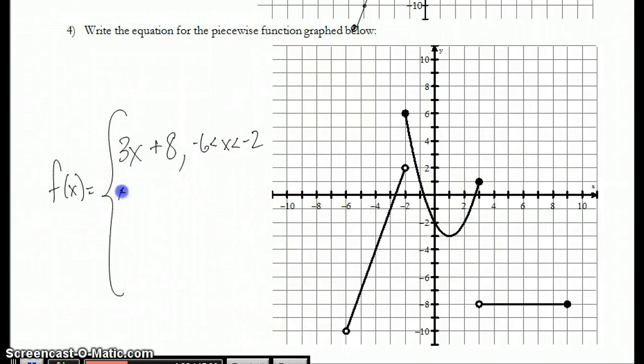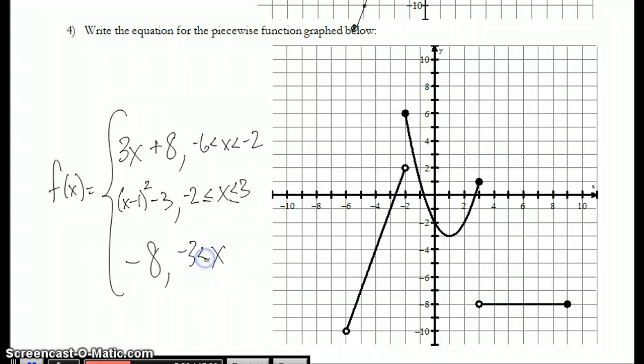The second piece is a parabola that's shifted right 1 and down 3, and it goes from -2 until 3, and it has closed circles on the ends. It reaches those. We put an equal to on the inequalities. And the last graph is a horizontal line at -8, and it extends from -3 open until 9 closed.